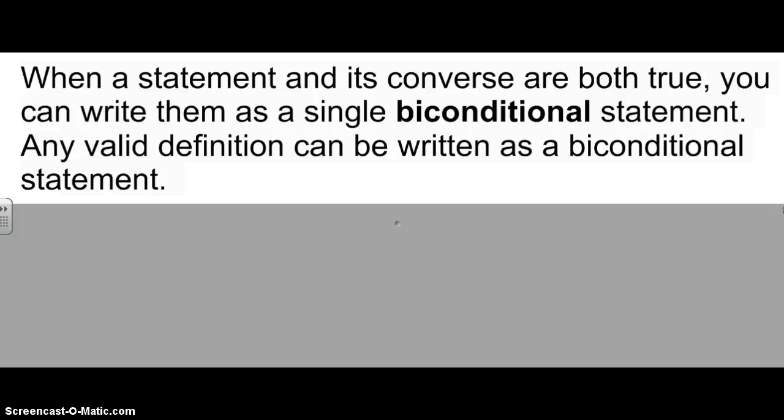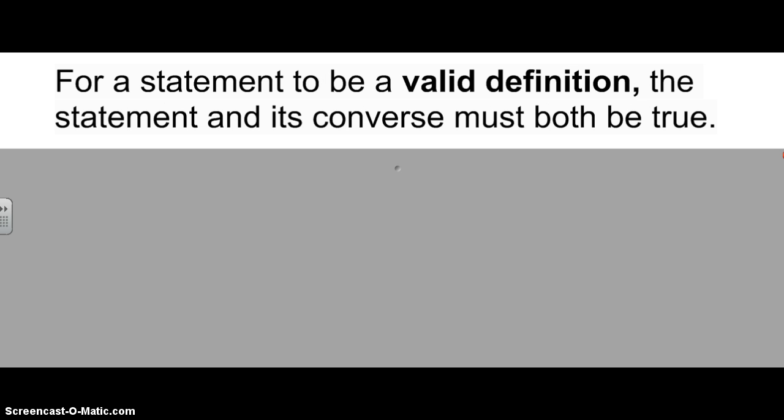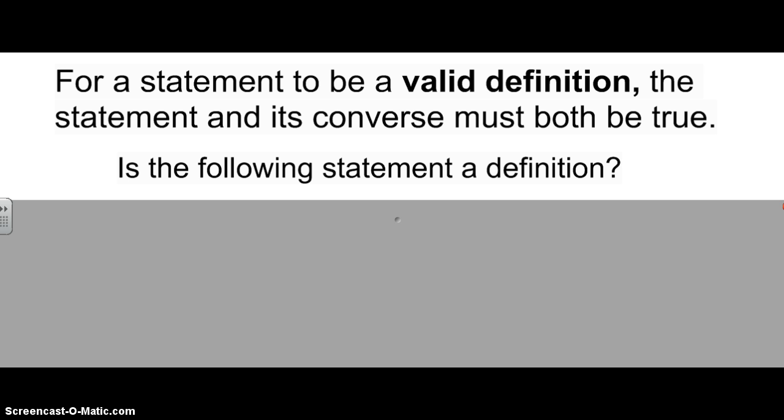When a statement and its converse are both true, you can write them as a single biconditional statement. Any valid definition can be written as a biconditional statement. Now, what does it mean to be a valid definition? Well, it's very much like what a biconditional is. A valid definition is when the statement and its converse are both true. So, is the following statement a definition?